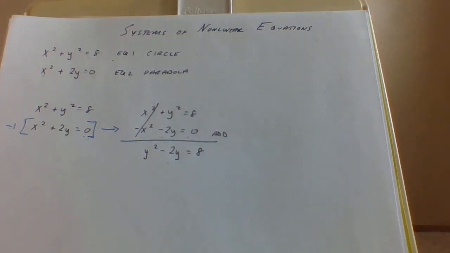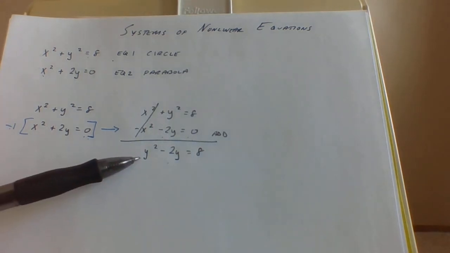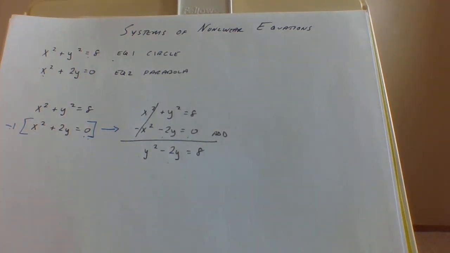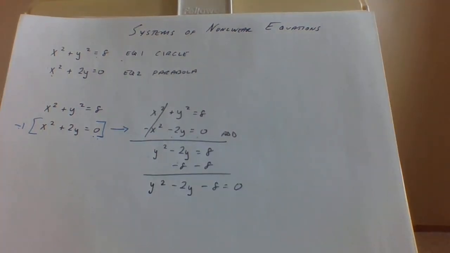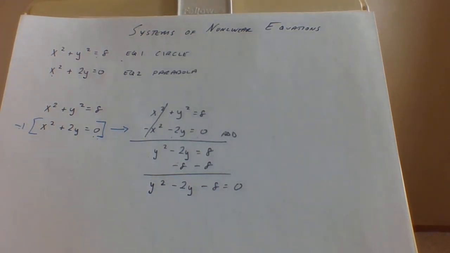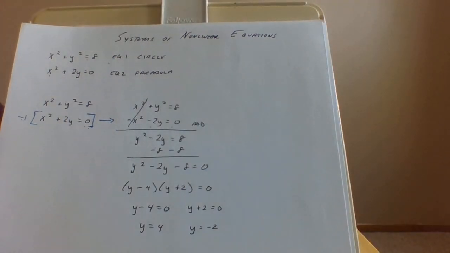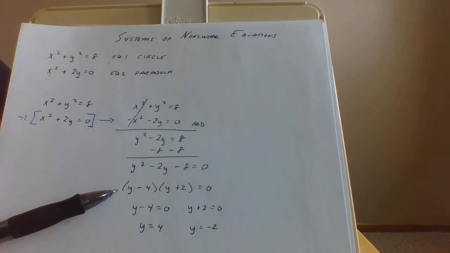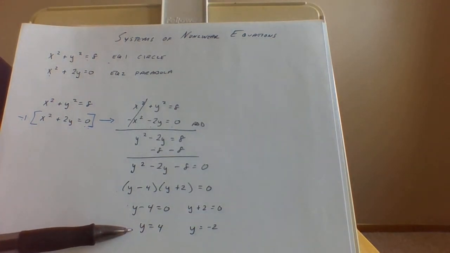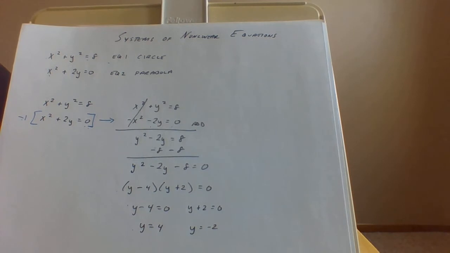We want to get everything on one side, 0 on the other, and do yourself a favor and put things where your squared term is going to be positive. Since my y squared is already positive here on the left, I'm going to leave it here, so I'm going to move this 8 to my left-hand side. Now I'm in a situation where I can factor this. I can factor this into y minus 4 and y plus 2. And when I set each of those factors equal to 0, I'm going to end up with a y value of 4 and a y value of -2.